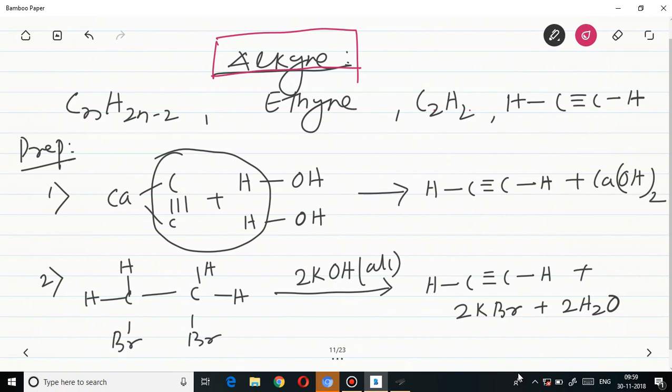Now coming to preparation. The first method of preparation is from calcium carbide. So this is the structure of calcium carbide. If this reacts with two water molecules, I have written two water molecules like this, and two hydrogens and these two carbons will be removed, and this will be your ethyne, and here is calcium, here are two hydroxides, so this will be calcium hydroxide.